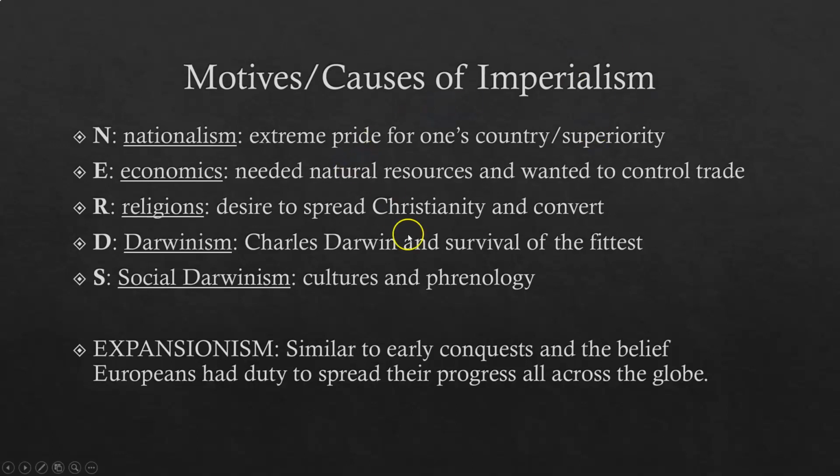Economics, well, again, they needed natural resources. They wanted to control the trade. They said, we need oil, we need rubber, we need steel, and we can get them in Africa. To them, Africa was a very poor continent, so we shouldn't even be dealing with them. Just take over the land for the money. That's the E, the economic.